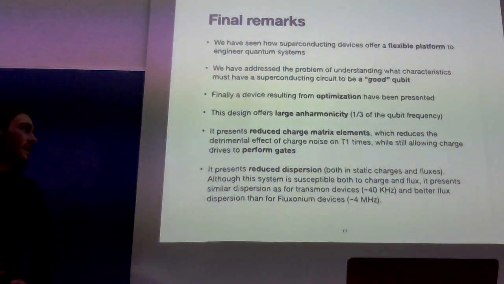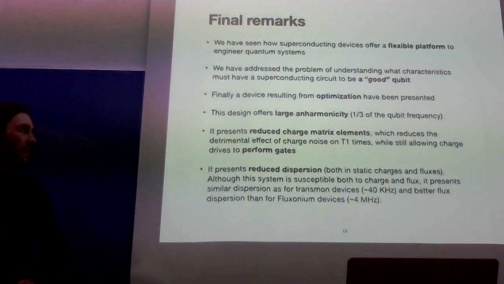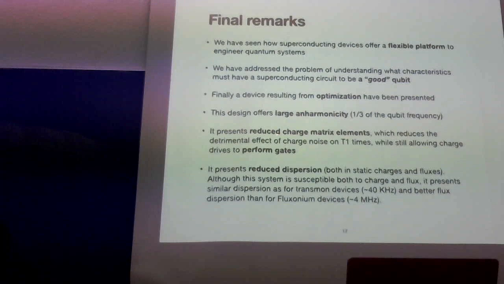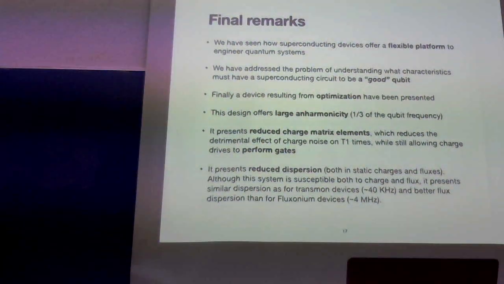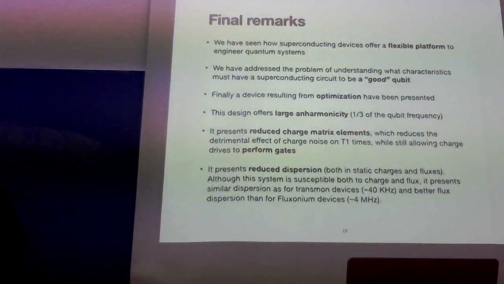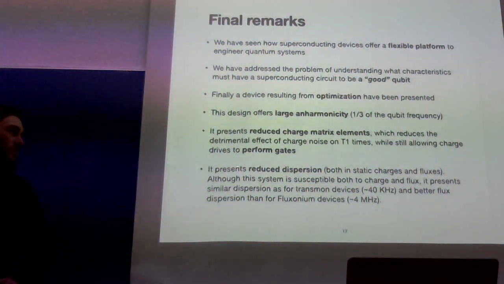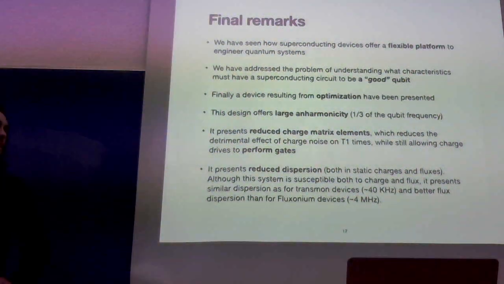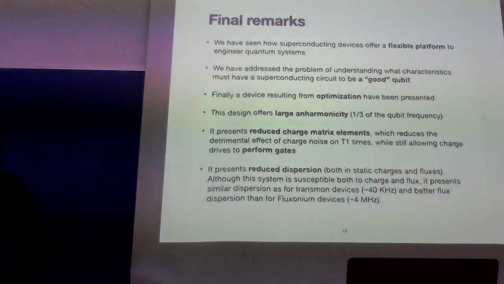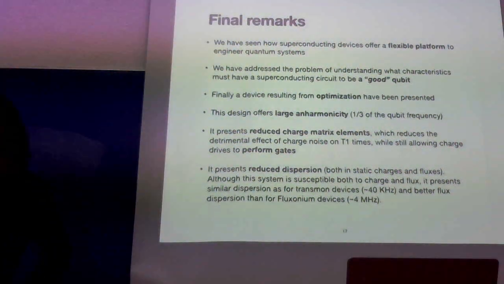And I showed you that this design has large anharmonicity and reduced matrix elements compared with other devices, which can reduce the effect of charge noise on our device, increasing our T1s. And also, I've shown you that it has reduced dispersion due to both static and charge fluxes, which can increase the dephasing time of the device. And that's it. Questions?